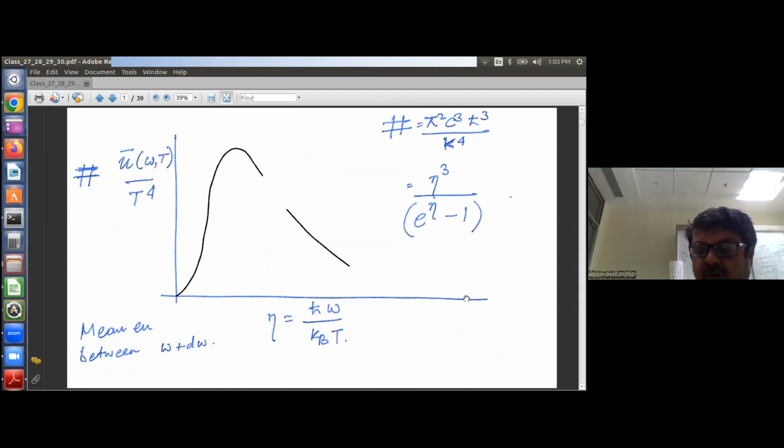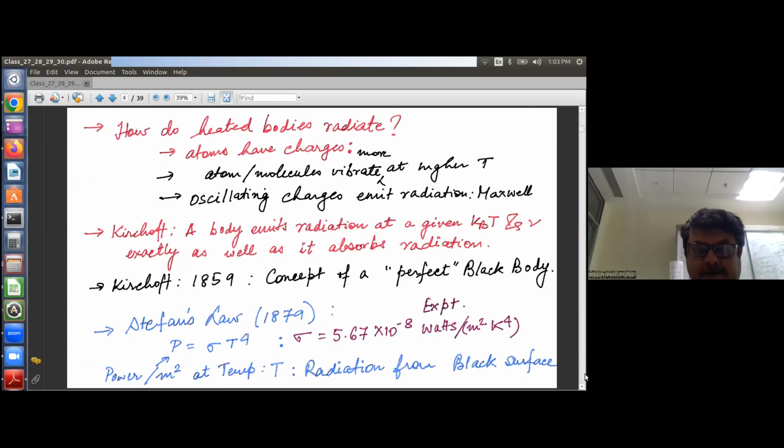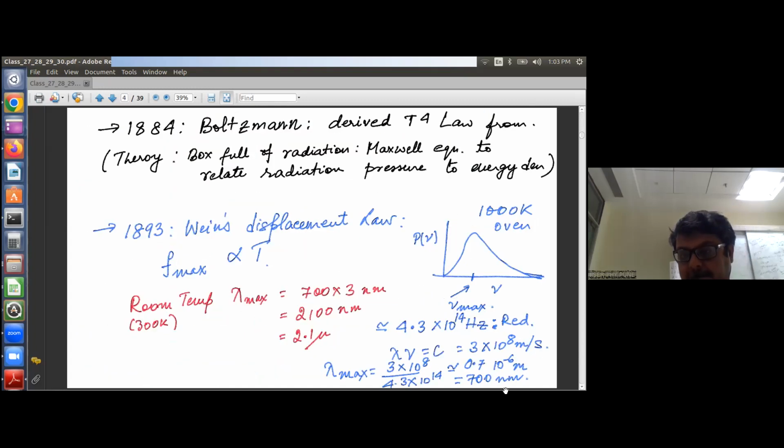Which corresponds to higher frequencies or lower wavelengths, right? Just to give you an estimate, at room temperature, the peak of the spectra, you can just calculate it if you believe in Wien's displacement law. That's an experimental law.